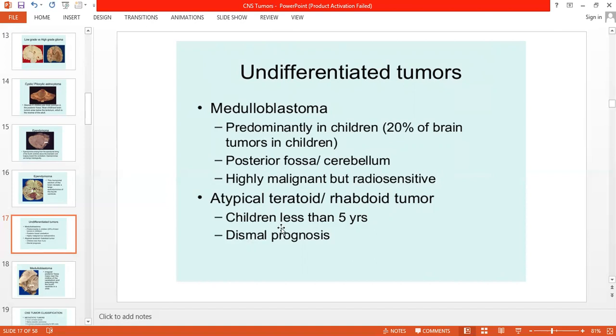Now coming to the atypical teratoid rhabdoid tumor: seen in children less than 5 years, and with a poor prognosis.